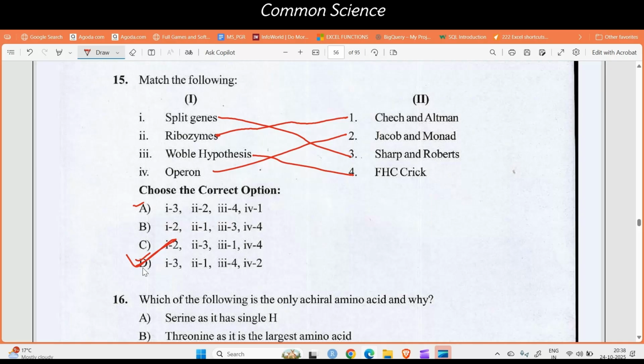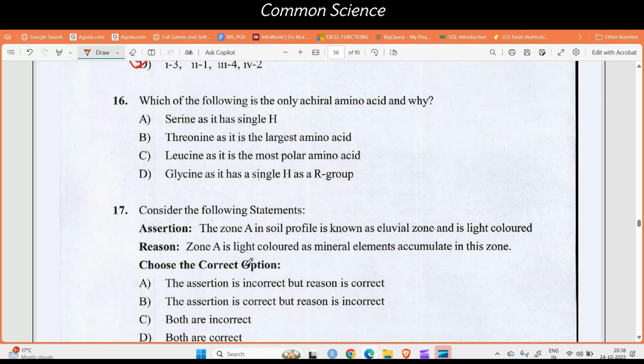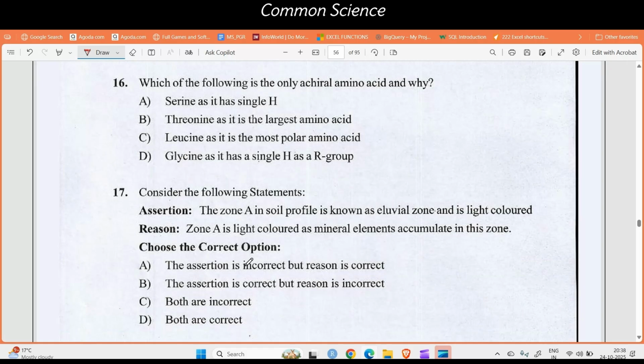And question number 16 now. Which of the following is the only achiral amino acid and why? The only achiral amino acid is glycine because it has the R group as H. The R group here is H, and this makes it achiral. Chiral is the carbon which is attached to four different groups, which is the case in all other amino acids except for glycine.